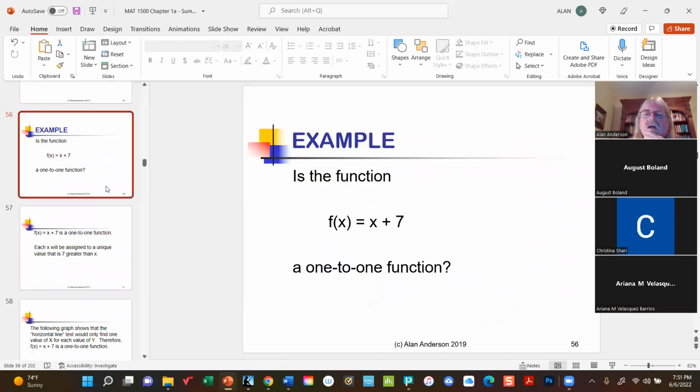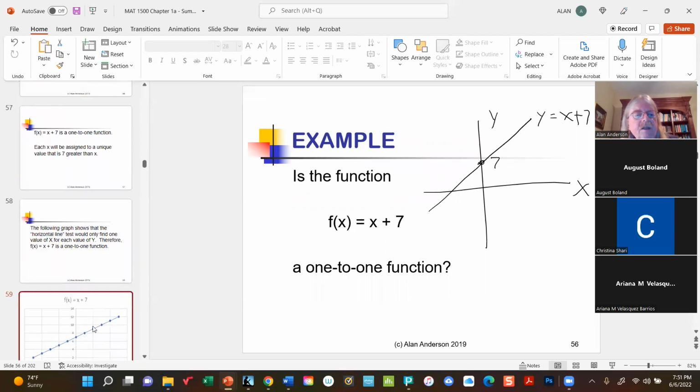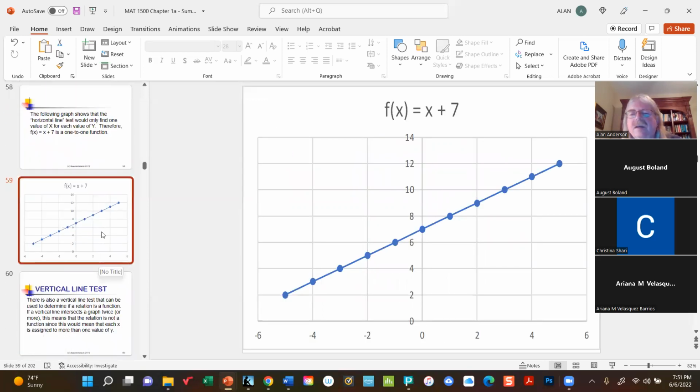All right, so let me show you another one. How about this one? Now, clearly, this is a straight line. It's going to look something like this. It cuts through the vertical axis at 7. And you can see no matter where you put a horizontal line, it's only going to touch this once. And so, therefore, it is one-to-one. For any given x, there's a unique value of y. So I drew it in here in Excel. We didn't really need to do that. But yes, you can see no matter where you put the horizontal line, it will only touch the curve once.